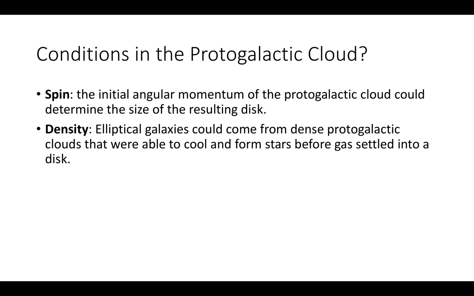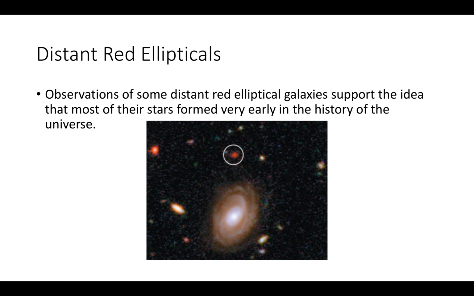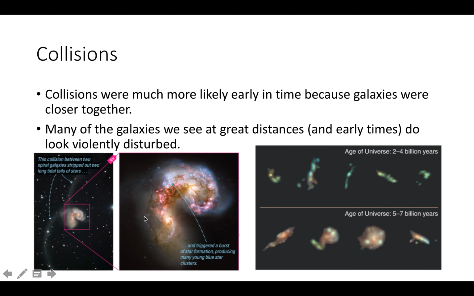Spin could also play a role in determining what kind of galaxy that protogalactic cloud will be. So the initial angular momentum could determine the size of the resultant disk. But again, when we look at very distant red elliptical galaxies, it supports the idea that most of their stars formed early in the history of the universe, because they are red and towards the end of their life stages.